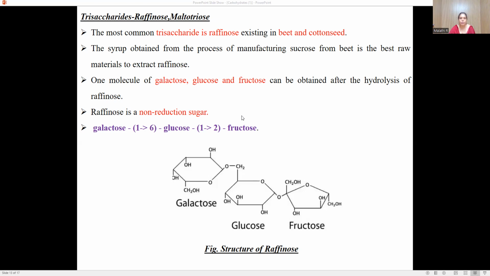And again, from glucose to fructose, we have a linkage of 1 to 2. From glucose, carbon 1 is involved, and from fructose, carbon 2 is involved, because in fructose the second carbon has the functional keto group. So you have galactose linked with glucose through a 1,6 linkage, and glucose linked to fructose by means of a 1,2 linkage. This is the general structure of raffinose: galactose, glucose, and fructose, with a 1,6 linkage and a 1,2 linkage with fructose. So this is one of the trisaccharides which has a huge amount of importance. Thank you.